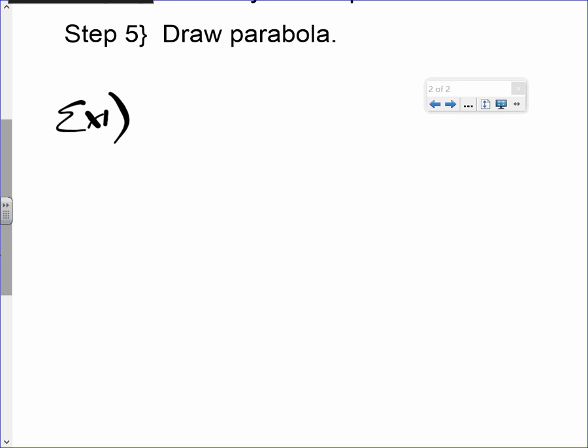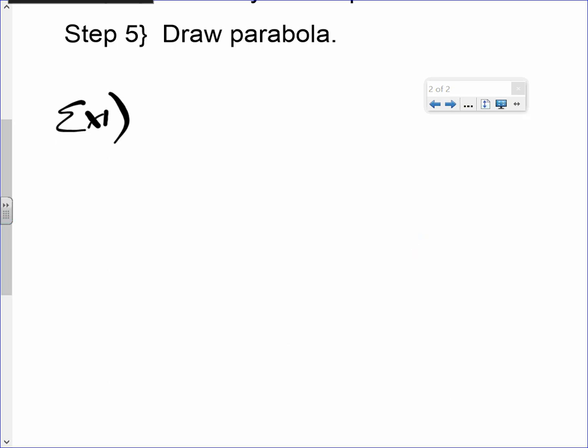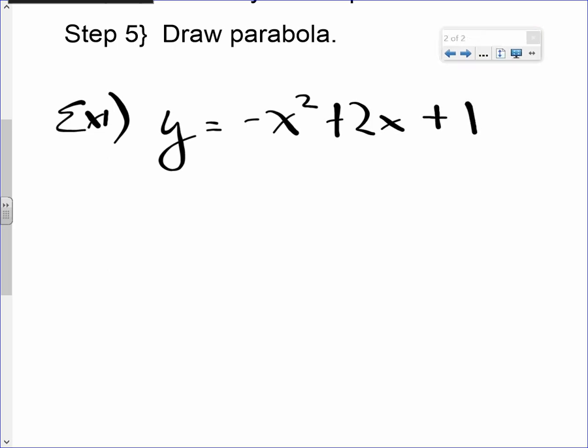Y equals negative x squared plus 2x plus 1. Y equals negative x squared plus 2x plus 1. Go to write example 1 to graph. We're going to graph this puppy. We're going to do the 5 quick steps.